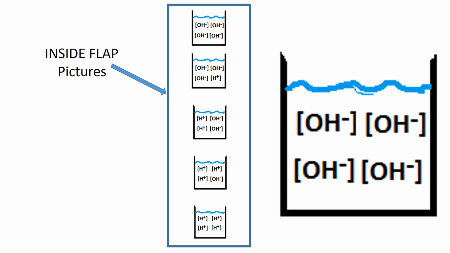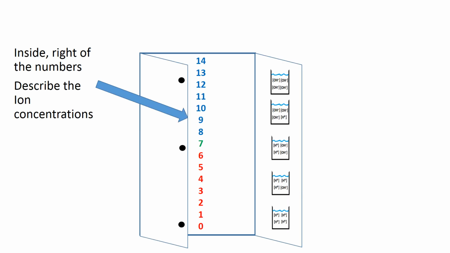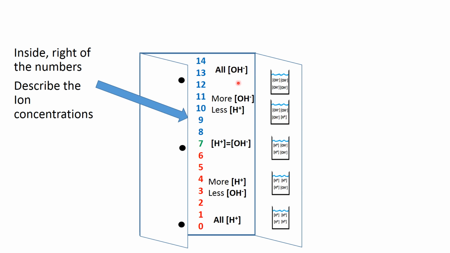Now let's look between the numbers and this inside flap and see what we're going to fill in on the text. You can see the pictures here we've drawn, and we're going to label the pictures. So at the bottom, this is all H. As we go up, we have more H than OH, or more H, less OH. Right here, we just noticed that for pH 7, H and OH are equal. Go up a little higher, we have more OH and less H. And finally up at the top, we're to all OH. So this is a very, very basic solution. Just like the bottom is very, very acidic.